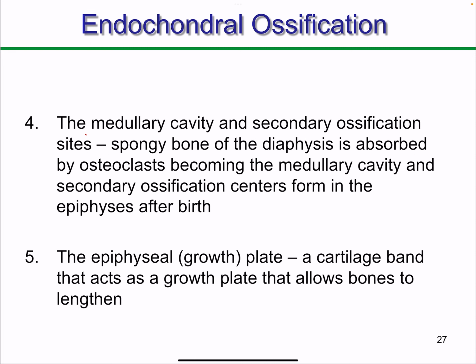Then we have the medullary cavity. The medullary cavity develops out of the remodeling of the spongy bone, right? Now, we're going to have the medullary cavity, where the osteoclasts are eating away the bones, right? You have secondary ossification sites that are going to develop, right, in the extremity of long bones, so the epiphysis, right? And the osteoclasts are going to eat away whatever they need to eat, right?